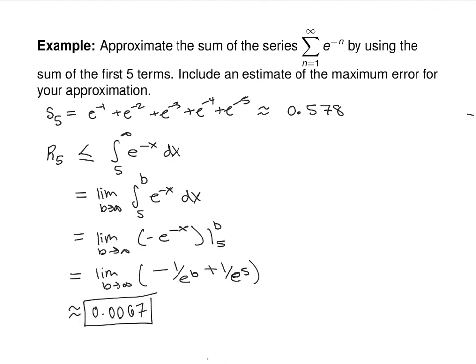So only adding together 5 terms, we already had pretty good accuracy. The accuracy will be better if the terms in your series decrease more quickly. So 1 over n squared does not decrease as quickly as e to the negative n does.